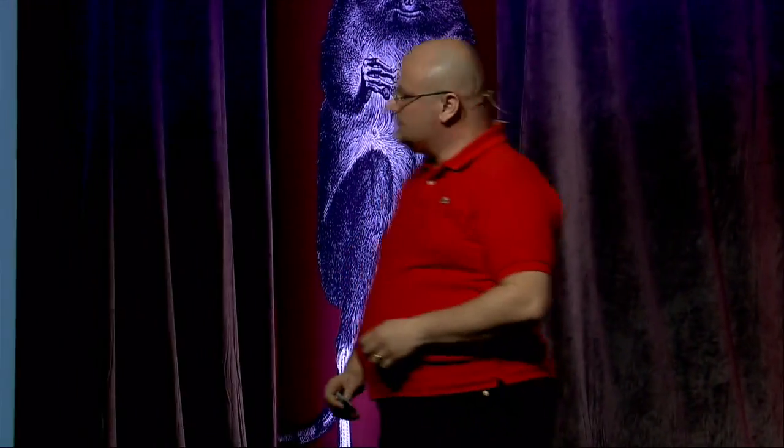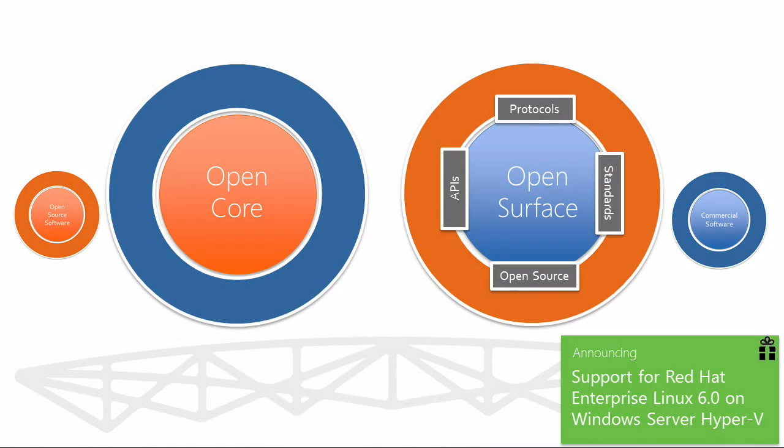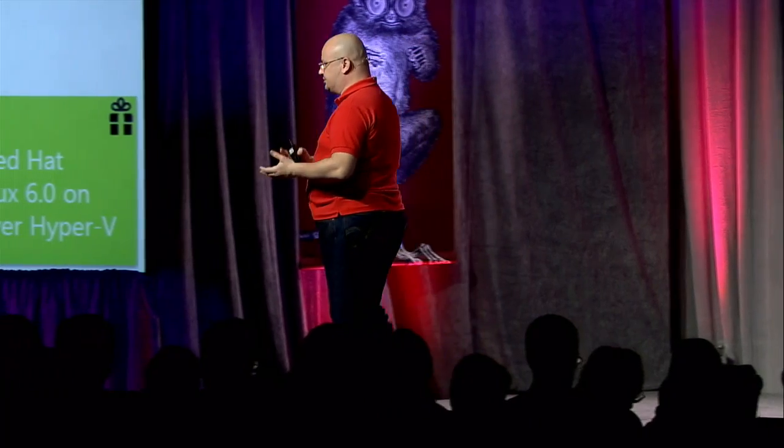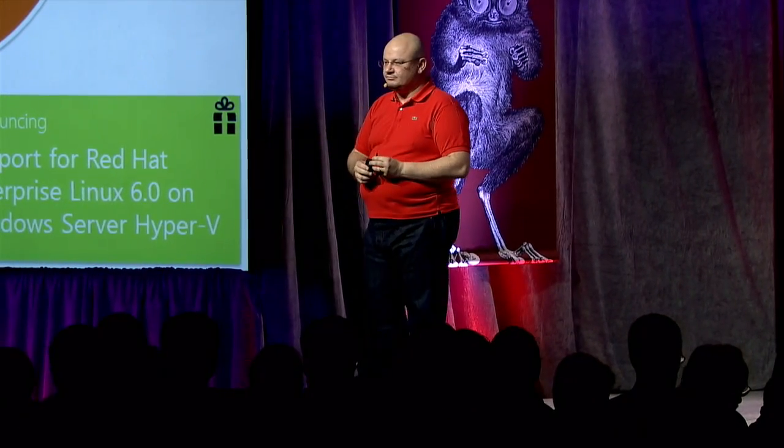So let me give you a concrete example of this and announce that, as of today, we are supporting Red Hat Enterprise Linux 6 on Windows Server 2008 R2 Hyper-V, which is our virtualization technology. This is a perfect example of open surface. We run a virtualization technology. It is in our best interest to allow as much as possible to run on top of it. You may have heard that we've been in the news as contributors to the Linux kernel. I don't want to enter the debate of what positions we are. I don't really care that much.